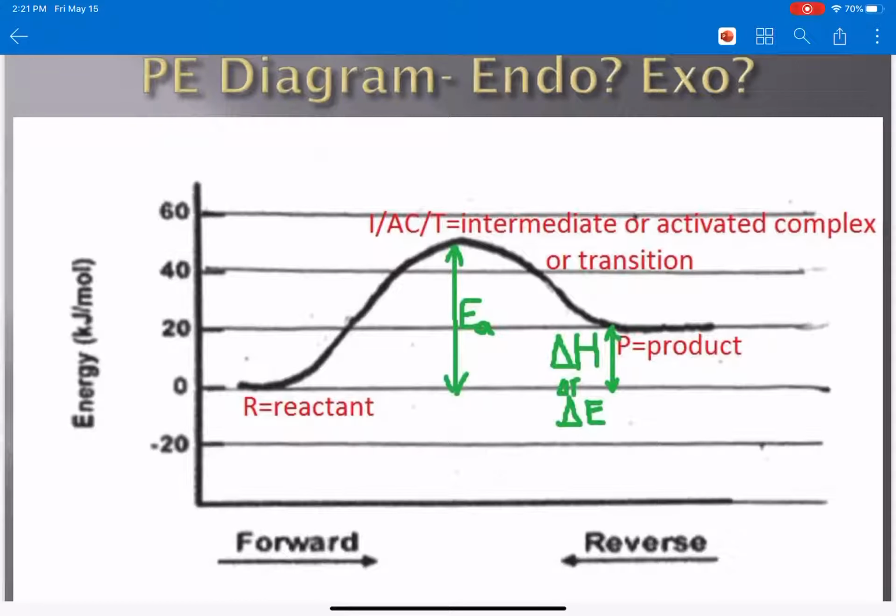And then you have this thing called delta H or delta E labeled here. And that is called the change in enthalpy or energy of a reaction. It's the difference between where you start and where you end. And it lets you know whether or not a reaction will be endo or exothermic. We went over this before. So if the reactants start low and the products end high, energy must have gone in. So this one represents an endothermic diagram.